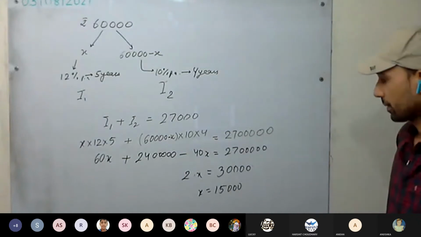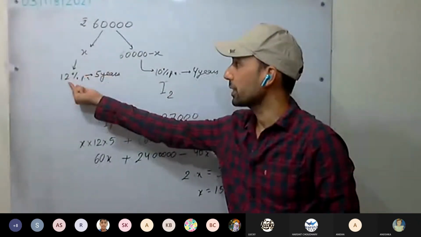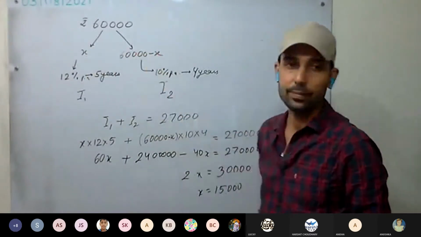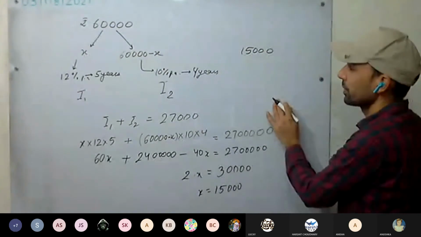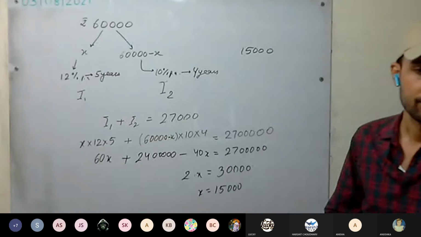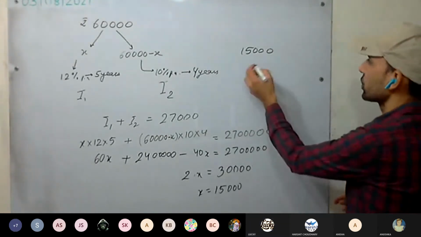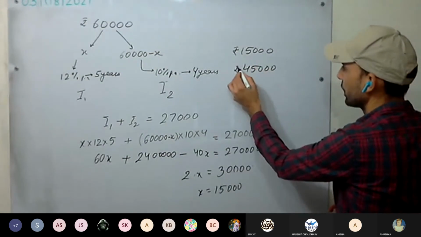Okay. So the money invested at 12% rate was how much? 15,000. One part was 15,000. The other part will be how much? 60,000 minus 15,000, which is 45,000. So these are the two parts, in rupees.